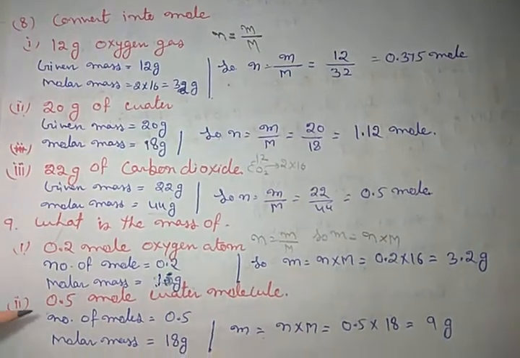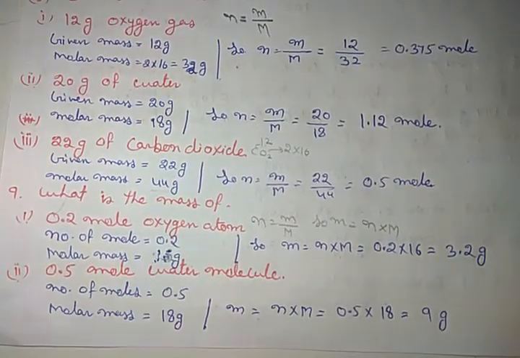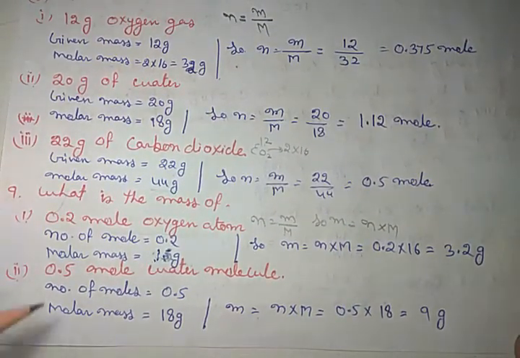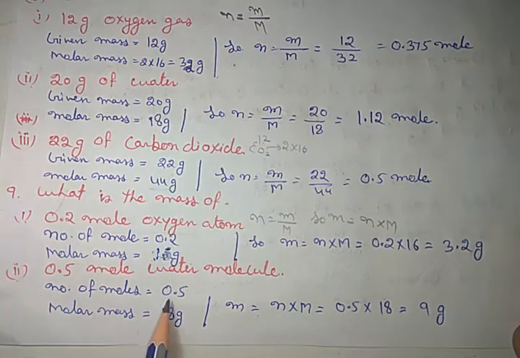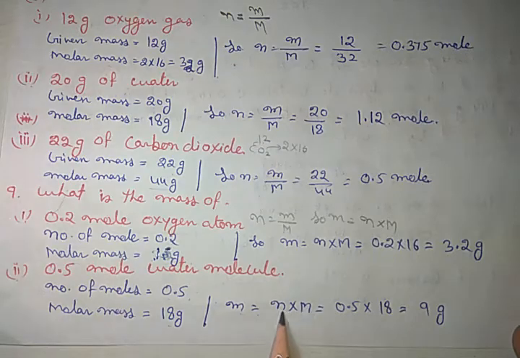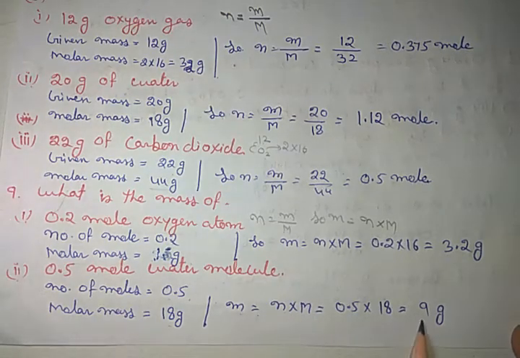Next one is 0.5 mole water molecule. Since it is similar, the number of moles and molar mass are given, so m is equal to n into M. Multiply them and you will get the answer.